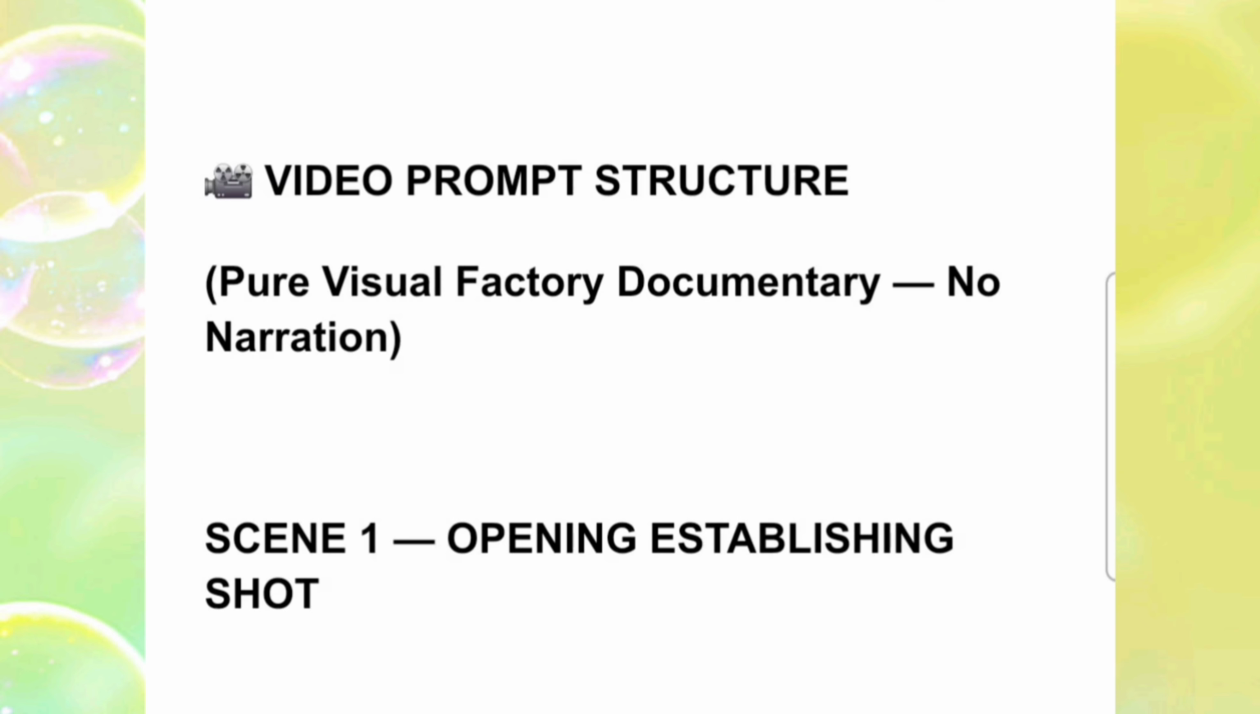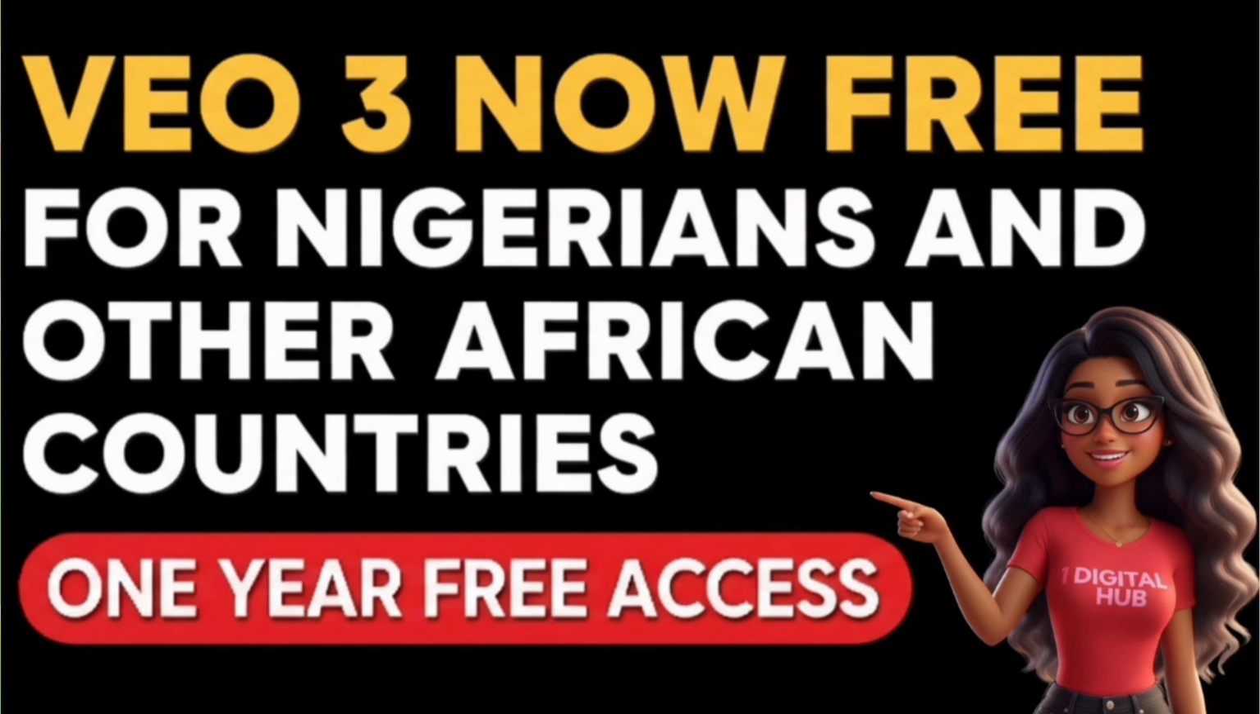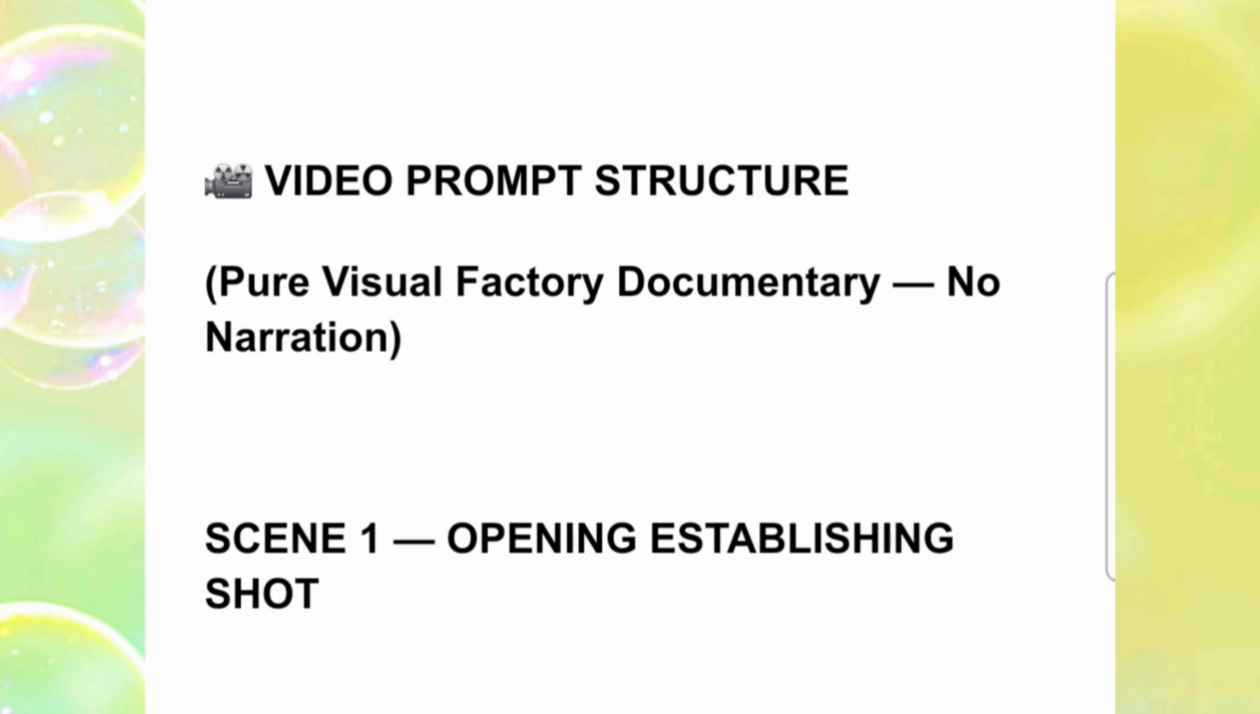The video prompt structure requires you to use VO3. We're going to use VO3 for the video prompt structure, but in case you don't have access to VO3, you can either watch this video to get free access to VO3, or if you already have the Pro VO3 version, then you're good to go. While the image prompt structure is free. We're going to first generate the image and then use another free tool to generate the video. All right, so without wasting much time, let's get straight into it.